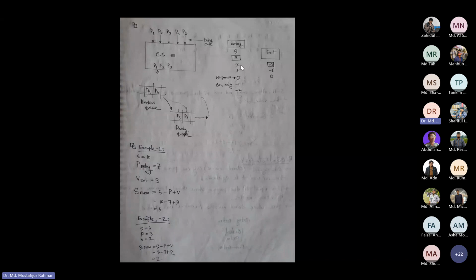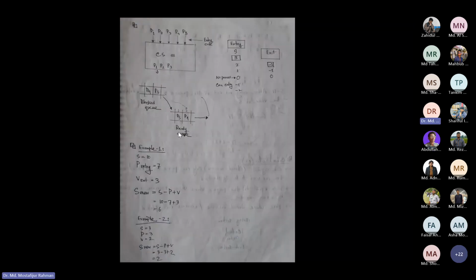Now the value of semaphore is 1, right? Now we have another 3 processes: P3, P4, P5. Now S value is 1, so 1 minus 1 is 0. Is S.value, the semaphore value, less than 0? No, it equals 0. So P3 can get entry into the critical section.